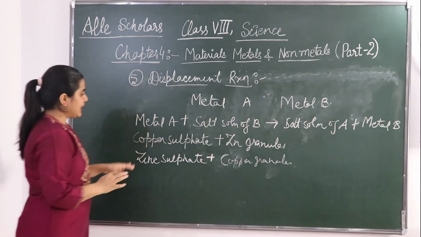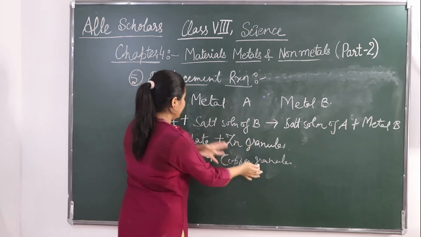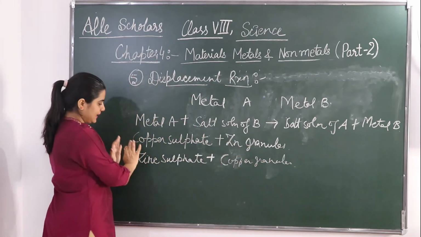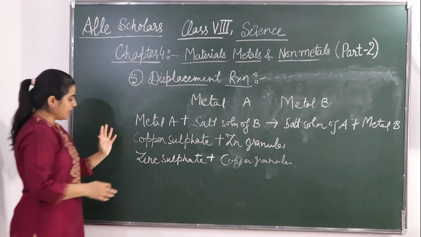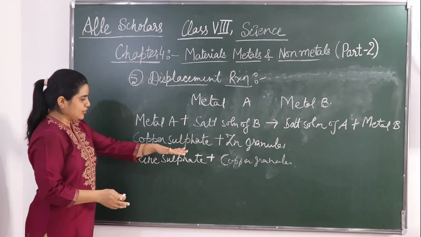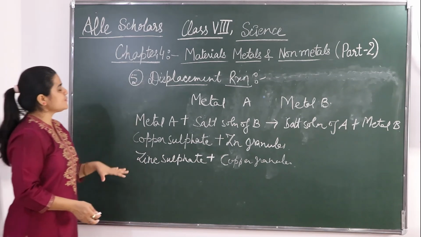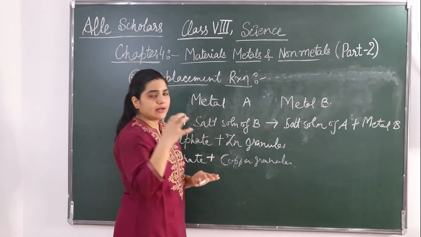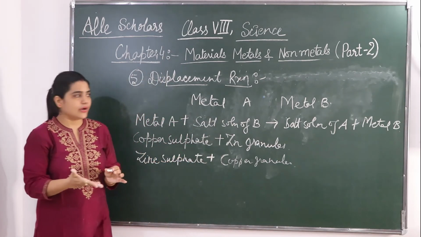So like this, a displacement reaction takes place. The metal whose granules are there will not be the sulfate, and the other one will be. So if it is iron sulfate, then there are copper granules; if it is copper sulfate, then there are iron granules, like this only. So this was about the displacement reaction, that one displaces the other, whichever is more reactive.